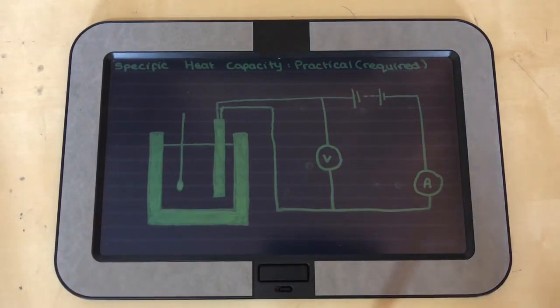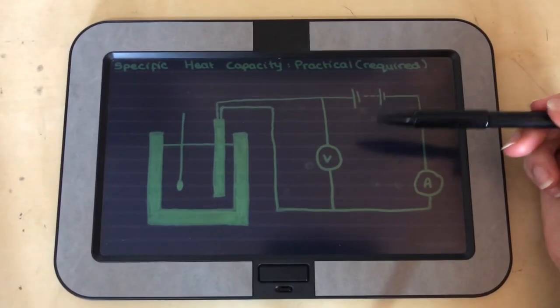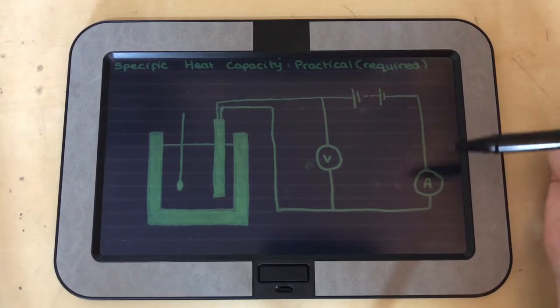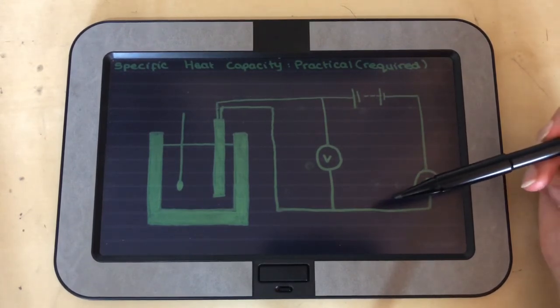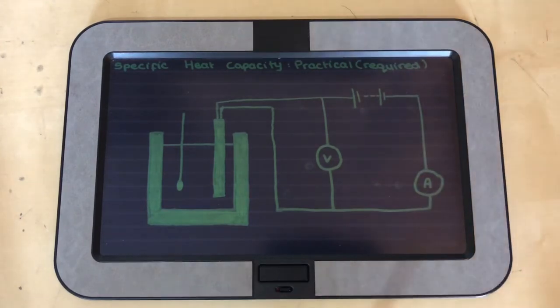Here we have a circuit. It's powered by a power supply. We have a voltmeter and an ammeter. Notice how the ammeter is connected in series and the voltmeter in parallel. Begin the experiment by turning on the immersion heater for 10 minutes. Straight after you turn off the heater, the temperature will continue to rise. Note down the highest temperature.